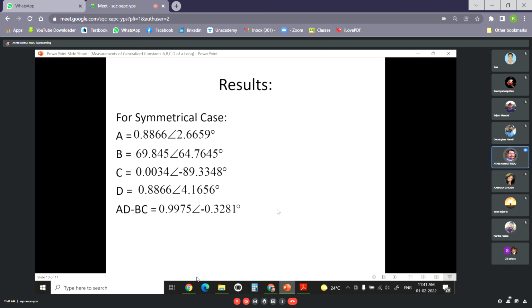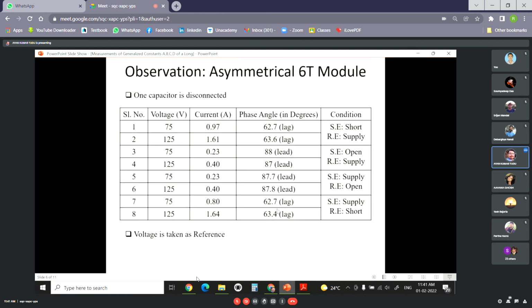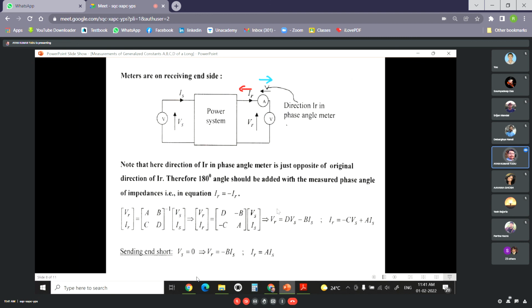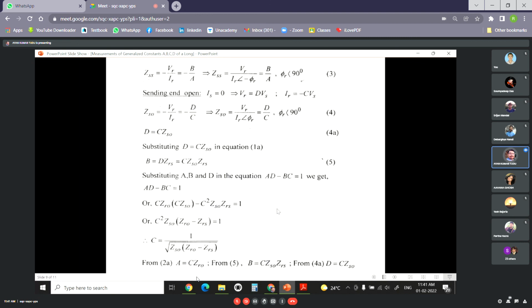Now, what you have to do in your lab report? You have to write down the title, objective, and circuit diagram as it is written, and the results section is also given to you, both for the symmetrical and the asymmetrical case. In the report section, you have to calculate the values of the impedances, the way that I have shown here. You have to find out the values of ZRS, ZRO, ZSS, ZSO, calculate the value of C, and find the values of the A, B, C, D parameters for both the symmetrical and asymmetrical case.